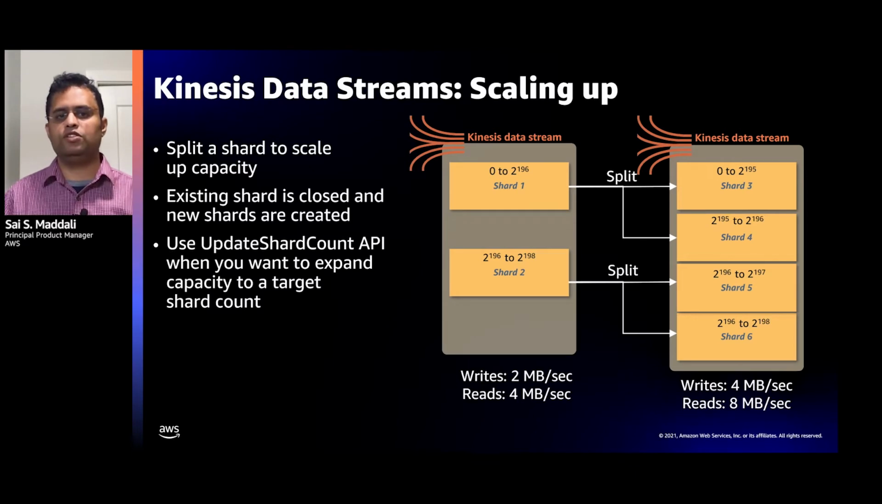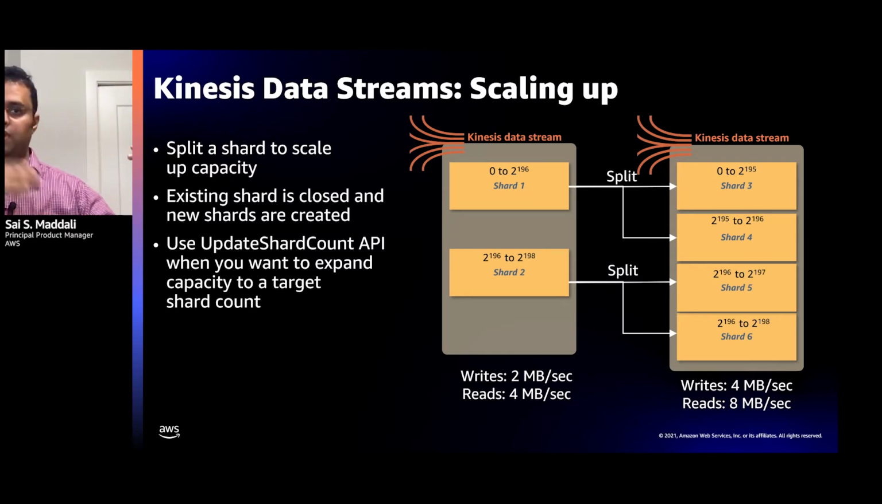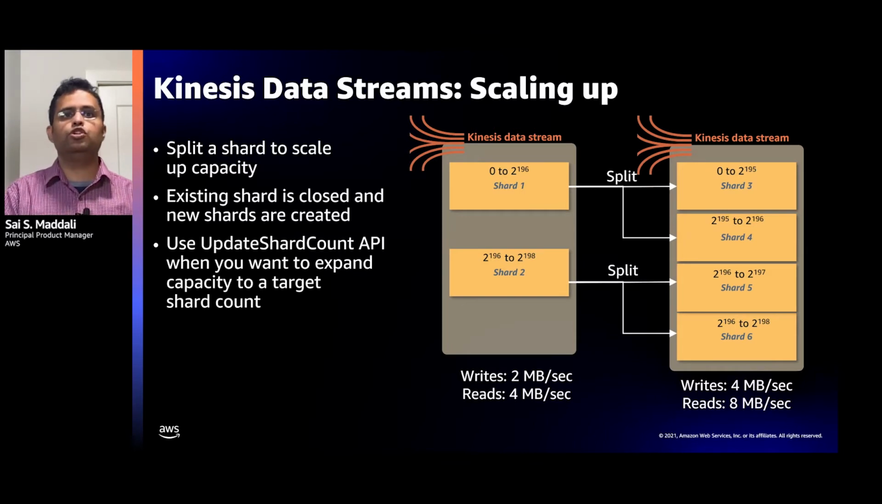Kinesis Data Streams makes that easy by providing you the ability to split a shard. In this example, I have two shards, so I have 2 megabytes per second for writes and 4 megabytes per second for reads. I want to split shard 1 to ensure that I can double my capacity, as well as shard 2. So I take shard 1 and split it, and now I have shard 3 and shard 4. I take shard 2, split that, and I have shard 5 and shard 6. So with very simple operations, I'm able to add capacity very quickly.